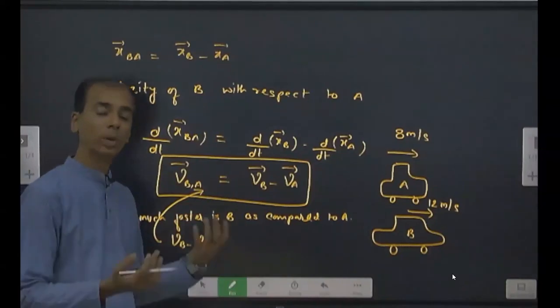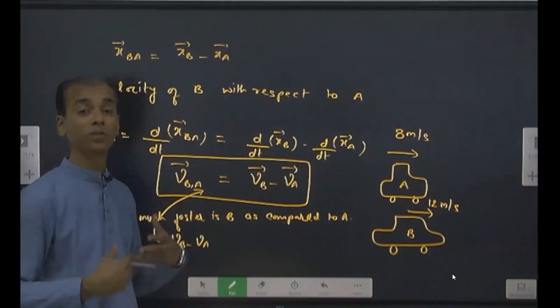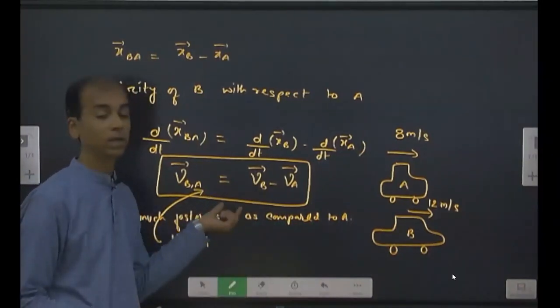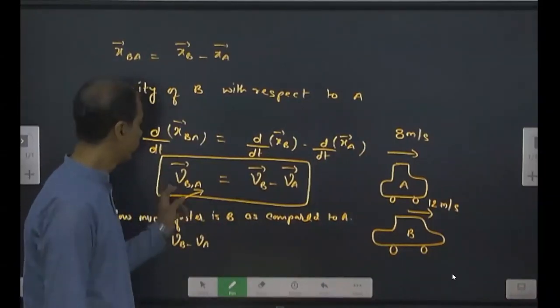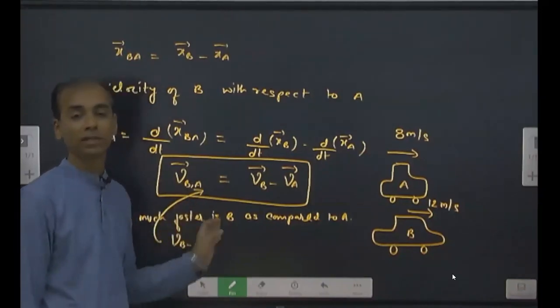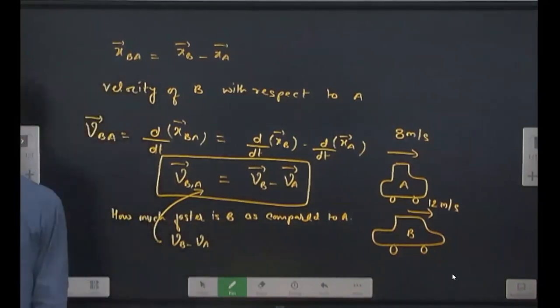Same way, how much slower is A as compared to B? So 4 meters per second. But if I ask how much faster is A compared to B, assign minus 4. We'll find that VA minus VB is minus 4. Okay, so VBA, velocity of B with respect to A, means how much faster is B as compared to A. Did you understand that? Yes. Okay, note that.